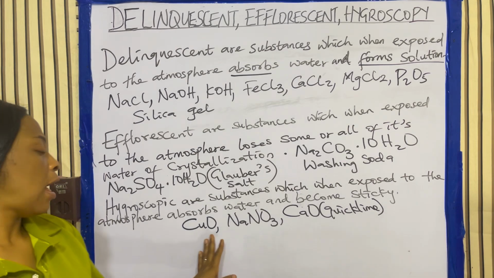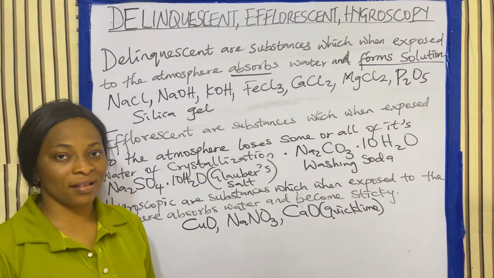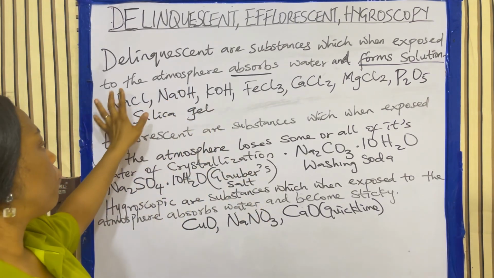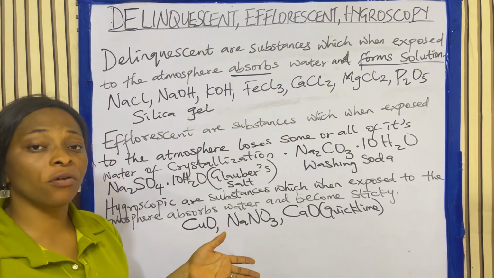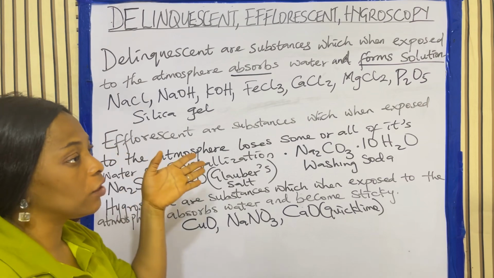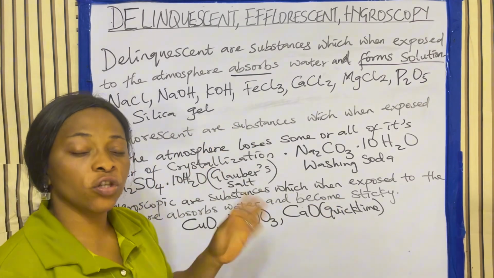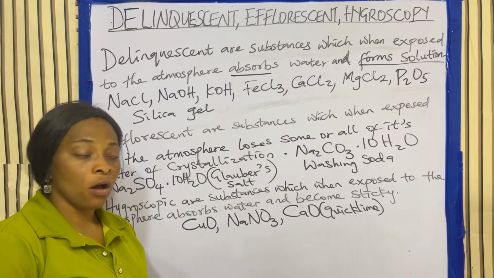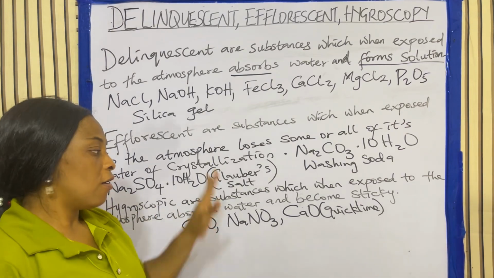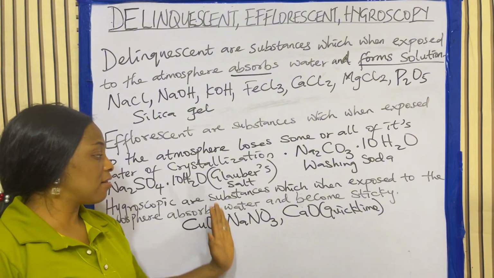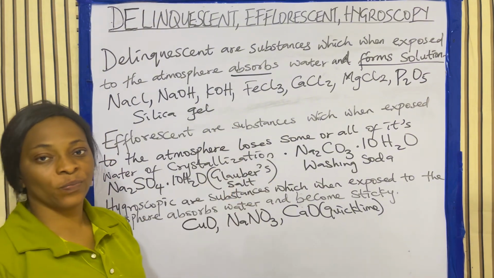So these are hygroscopic substances. Please take note of where each of the substances falls, because the examiner is going to ask you which of the following is not a deliquescent, which of the following is an efflorescent, or this phenomenon is referred to as what. So please take note of the substances and where they fall.